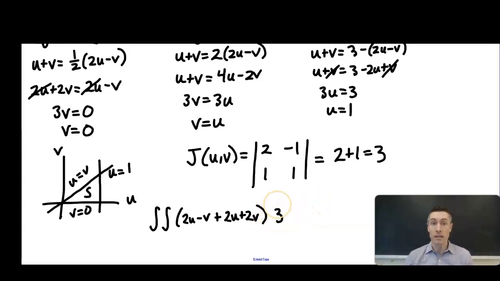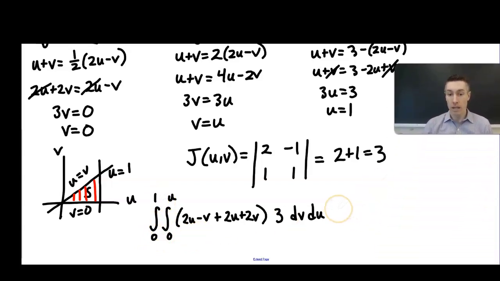And then as far as dv du or du dv, we have to decide whether we want to define the region as a type 1 or a type 2 region. I think it's simpler as a type 1 region, but it doesn't really make too much of a difference. So we're going to go dv du. v goes from 0 to u, and u goes from 0 to 1. So if we simplify, this is the double integral, u from 0 to 1 and v from 0 to u, of 4u times 3, so 12u, and then plus 3v, dv du.